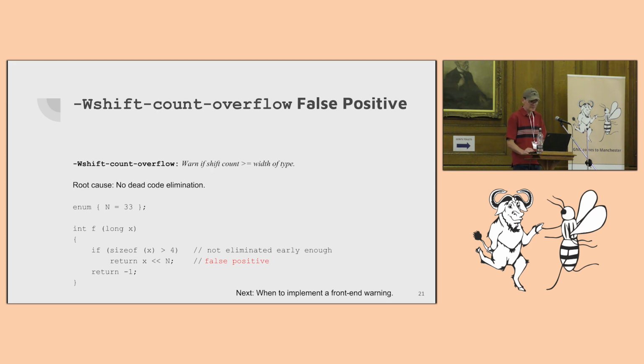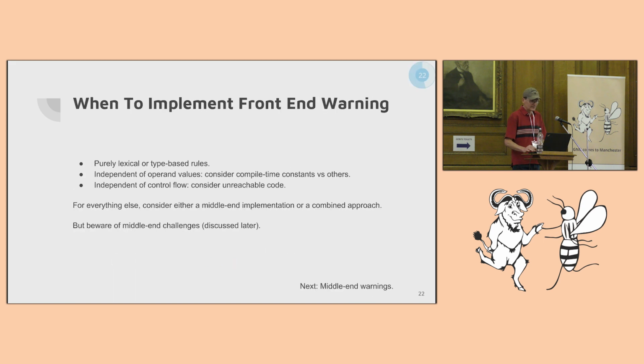Sometimes the workarounds might be simple, other times they're not so simple. So from my own experience, if I should give some guidance on when to implement a front-end warning, it would be for purely lexical or type-based rules. As I said, those work well, and they theoretically at least have a 100% true positive rate and a 0 false positive rate.